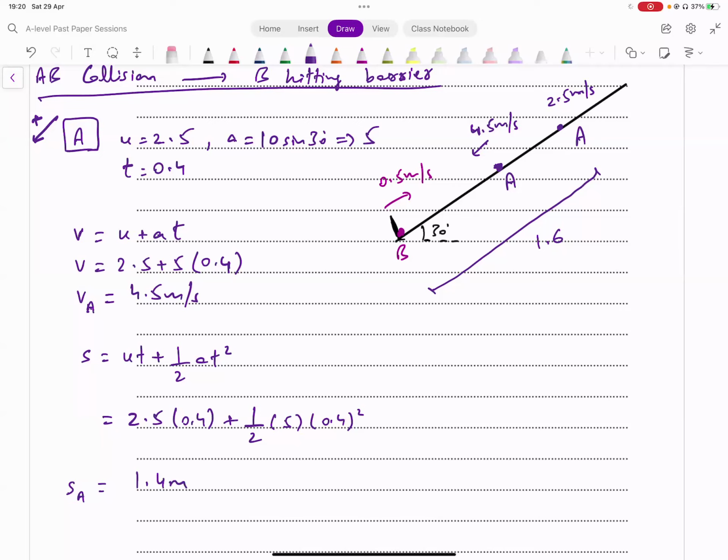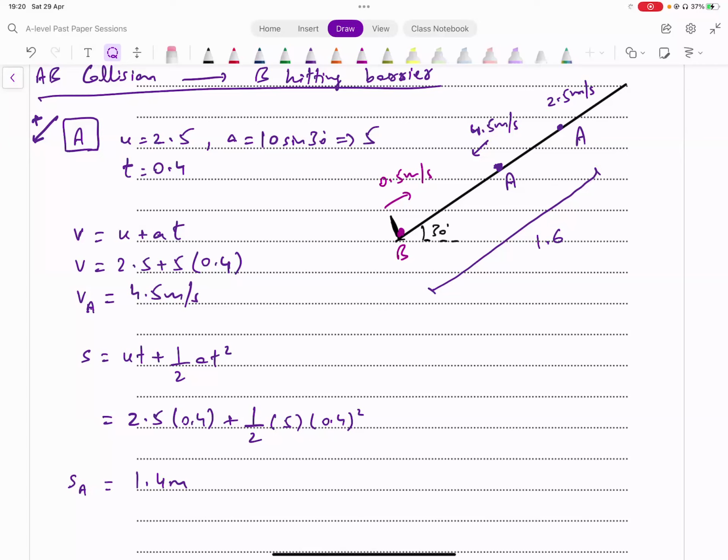This is the distance that A has traveled until B hits the barrier. Okay, let me just confirm this. 2.5 into 0.4 plus 2.5 into 0.4 squared, and yeah, that's coming out to be 1.4 meters.